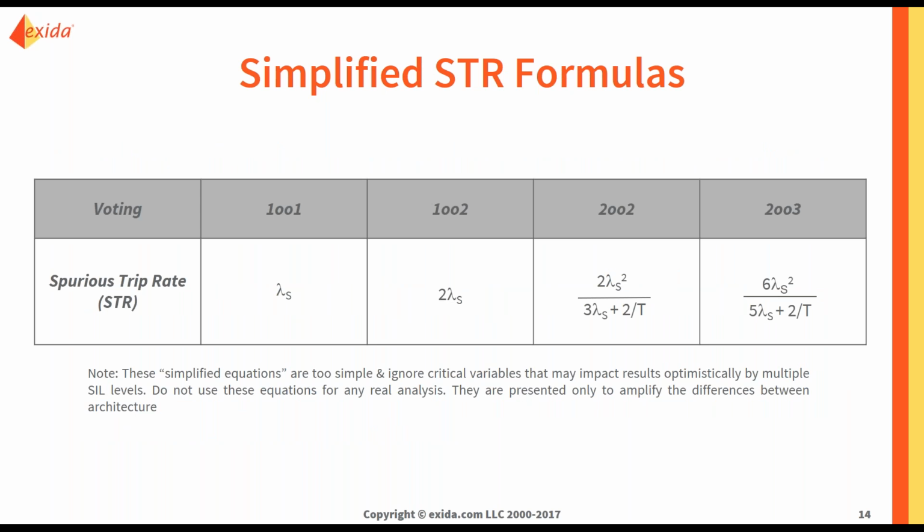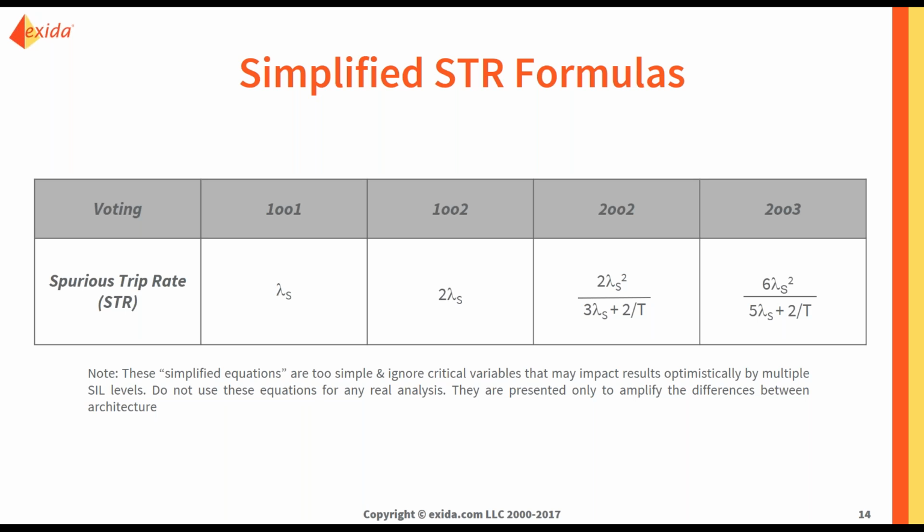Here I'm showing you some simplified formulas for the STR, and hopefully they make some sense. In a 1 out of 1 configuration, again, you're just dealing with that one device, and so the spurious trip rate would be equal to your safe failure rate. In a 1 out of 2 configuration, let's say you have 2 valves in series, you are twice as likely to have a spurious trip because you have those 2 valves. So in this case, the spurious trip rate is 2 times the safe failure rate.